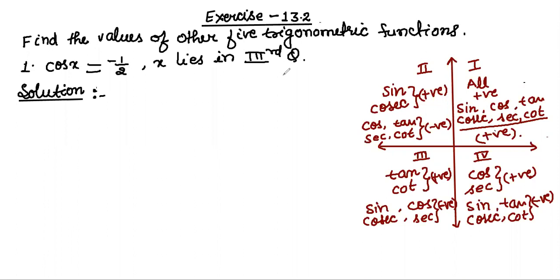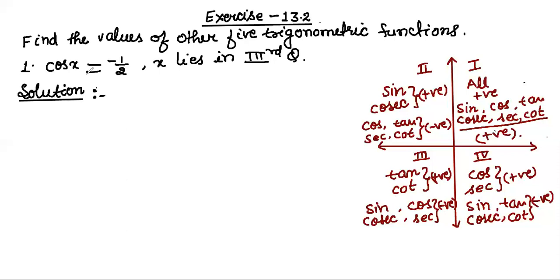So we know that in the first quadrant, all trigonometric functions are positive: sine, cos, tan, cosec, sec and cot. In the second quadrant, sine and cosec are positive, but cos, sec, tan and cot are negative. In the third quadrant, tan and cot are positive, but sine, cosec, cos, sec are negative. In the fourth quadrant, cos and sec are positive, but sine, cosec, tan, cot are negative. So according to that, we will solve it. We will find out the rest of the 5 trigonometric functions here.